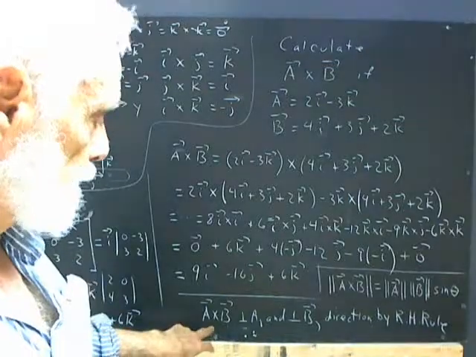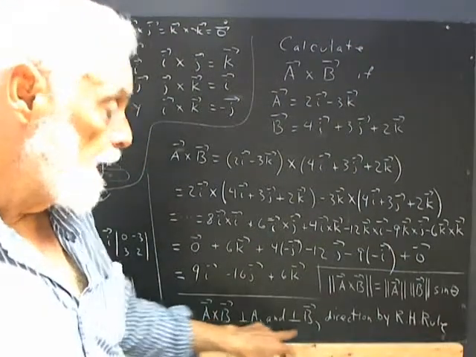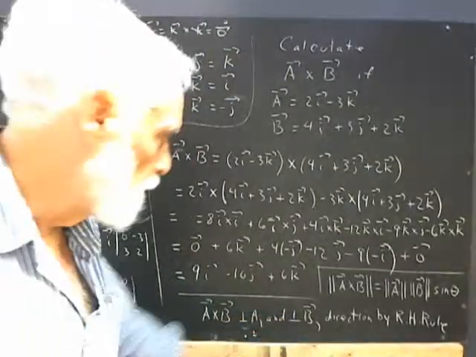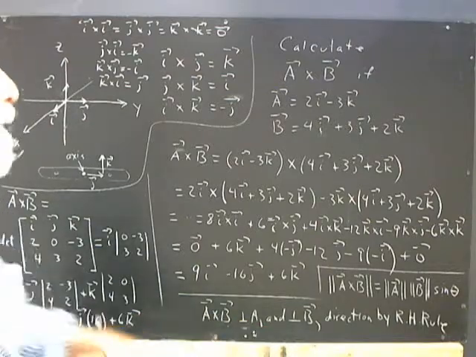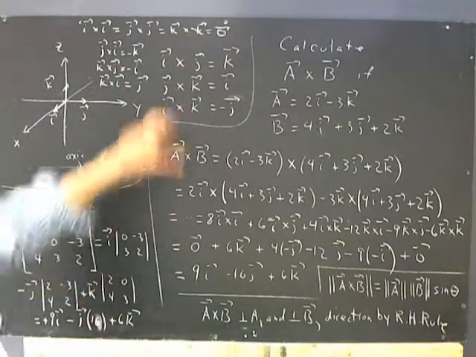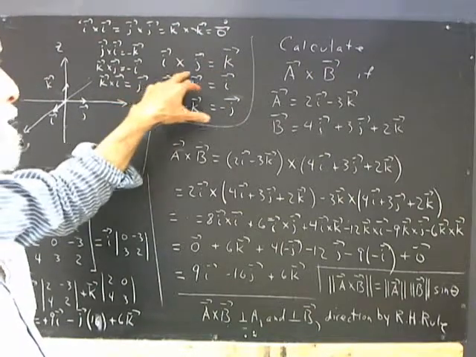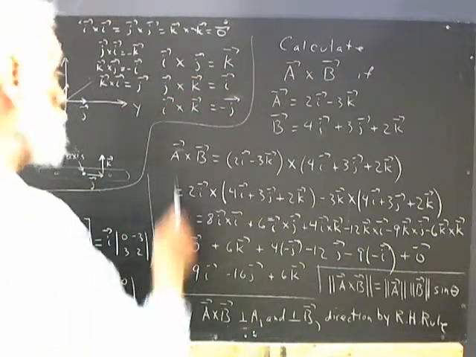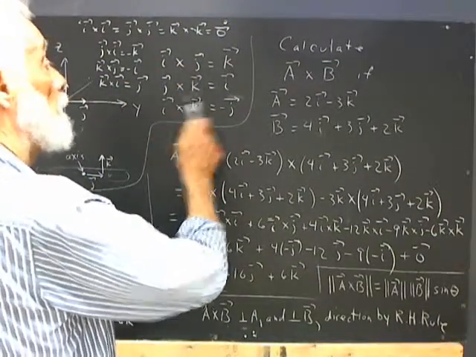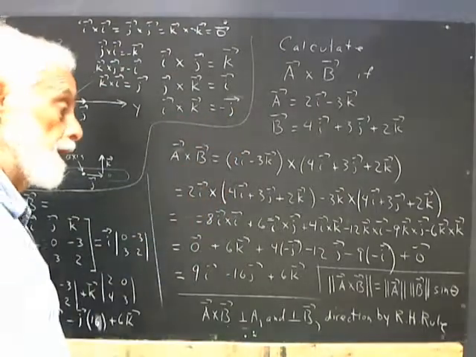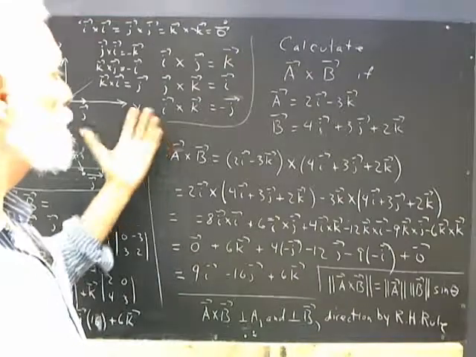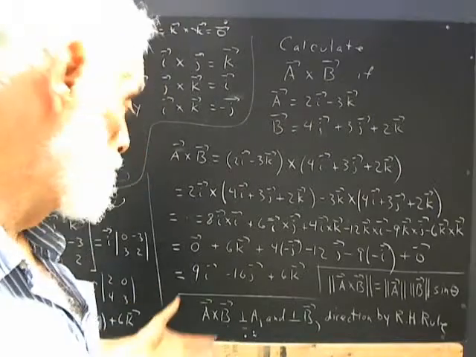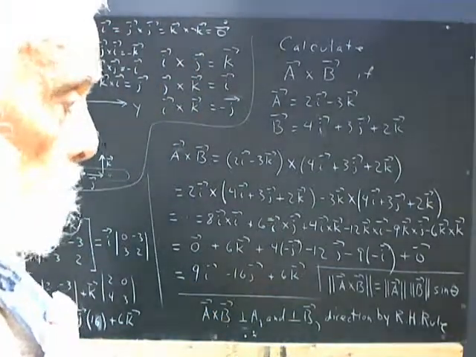The other property is that A cross B is perpendicular to A and perpendicular to B. That shouldn't be too surprising, although it takes a little work to prove that that's always got to be true. It shouldn't be too surprising in terms of these rules here. The I cross J vector is perpendicular to both I and J. The cross product of the J and K vectors is I, which is perpendicular to both J and K, etc. So when you get down to the basic unit vectors, this is certainly true. The cross product of any two unit vectors is going to be perpendicular to both of them.